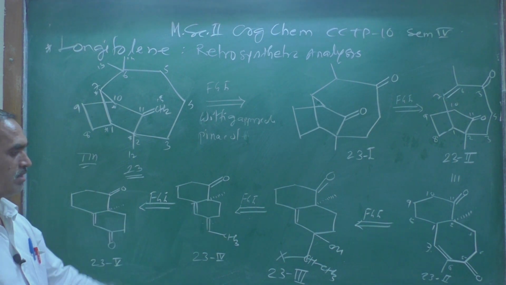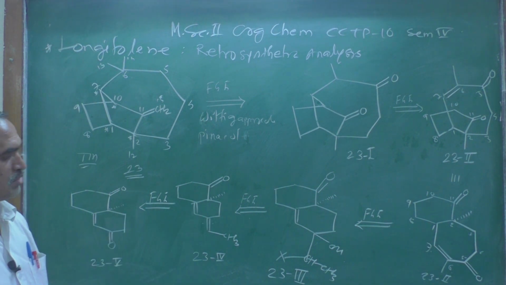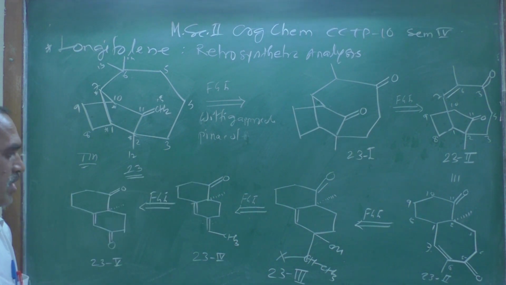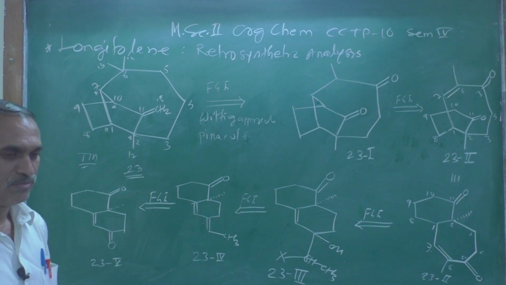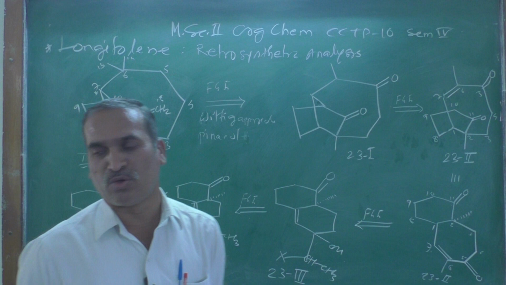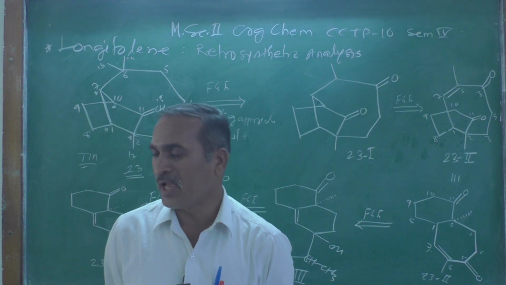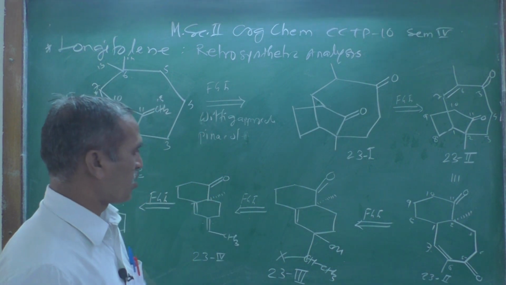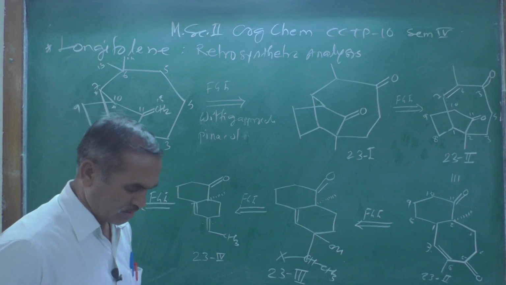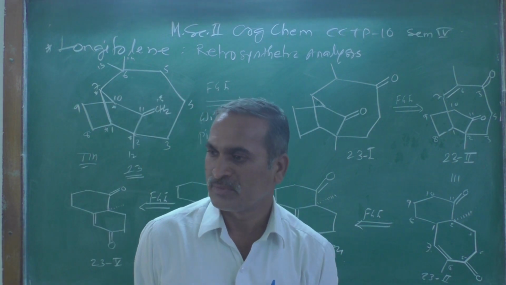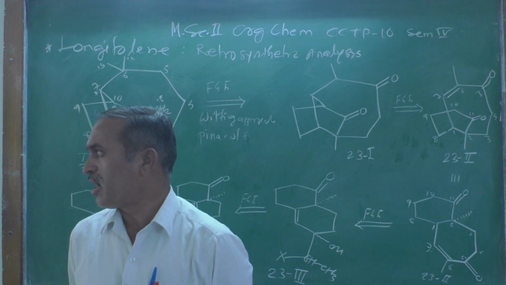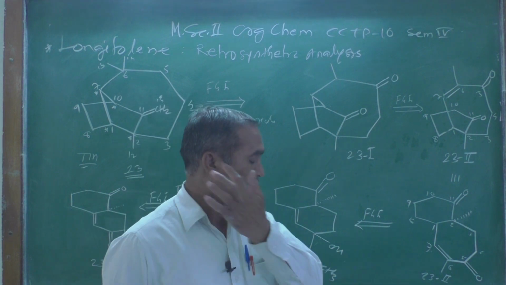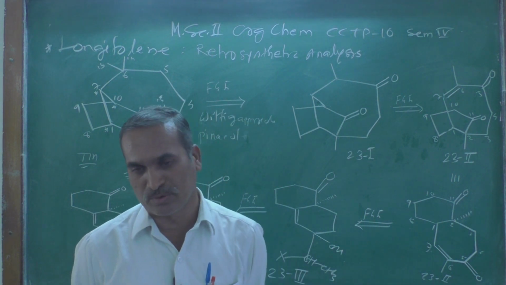We can get this type of compound, and once you get it, you can use osmium tetroxide, which is well known for cis hydroxylation. So you will get cis hydroxylation: one is a tertiary hydroxyl group, and the second is what we can call a secondary alcoholic group.